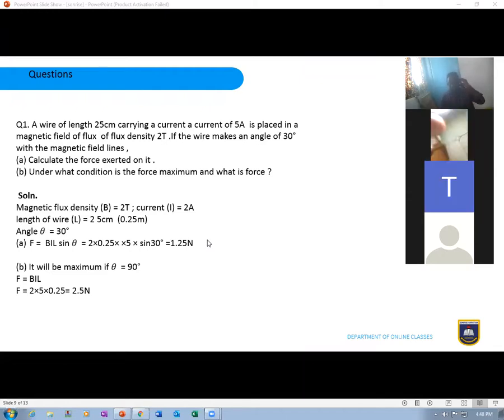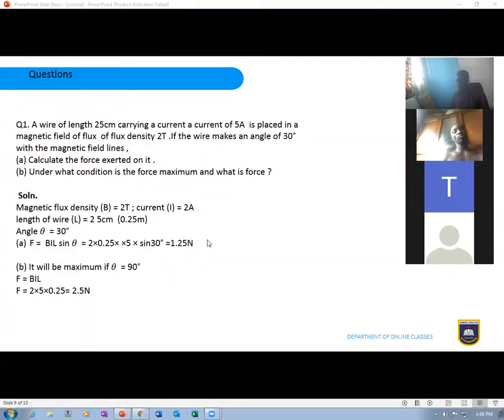Sir, I want to ask a question. Is it that if the force is maximum, it must be 90 degrees? Yes. Then if it's minimum, it must be 0. Yes. Okay, thank you. So you just multiply your values over there, which is 2 times 5 times 0.25. You get 2.5 Newton.